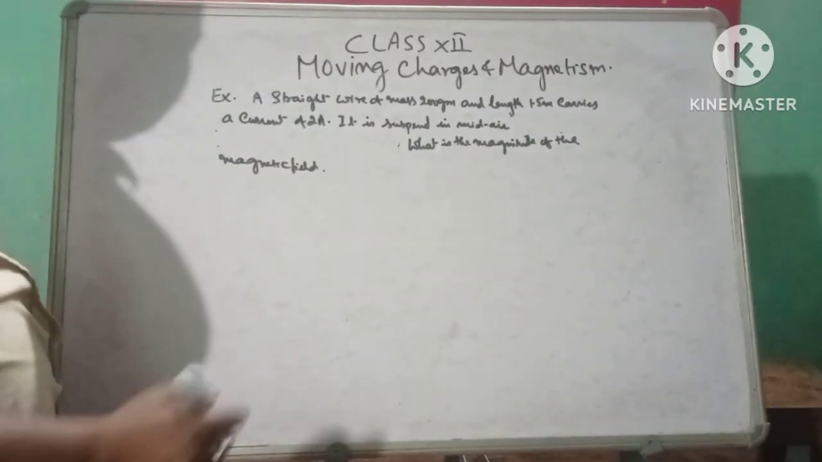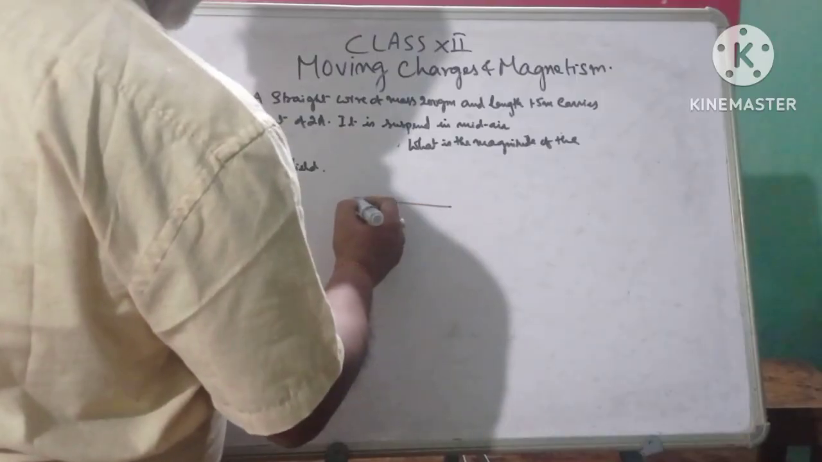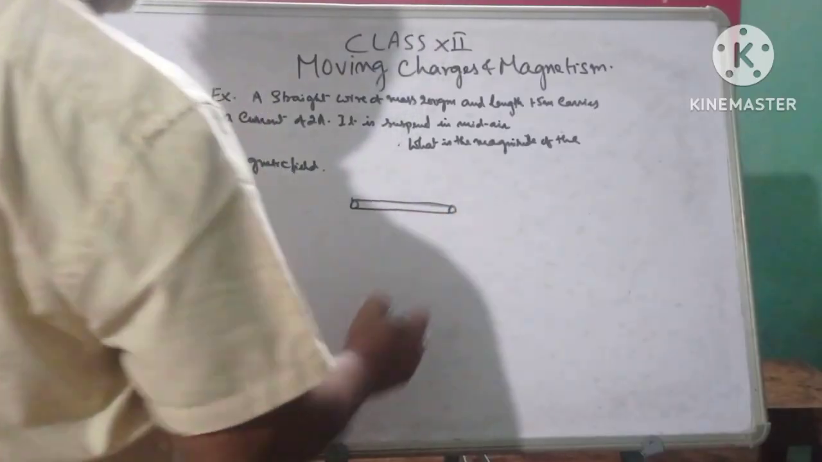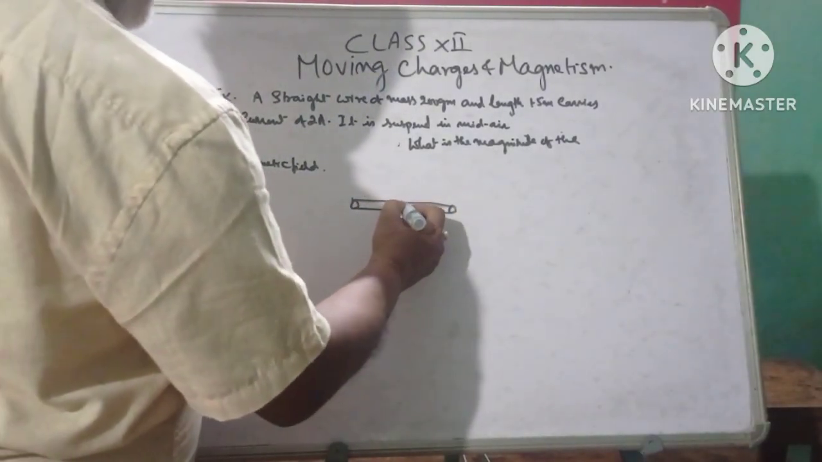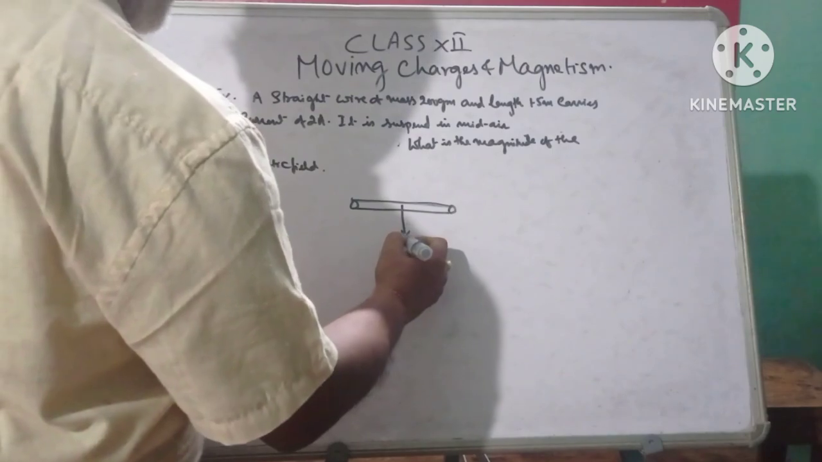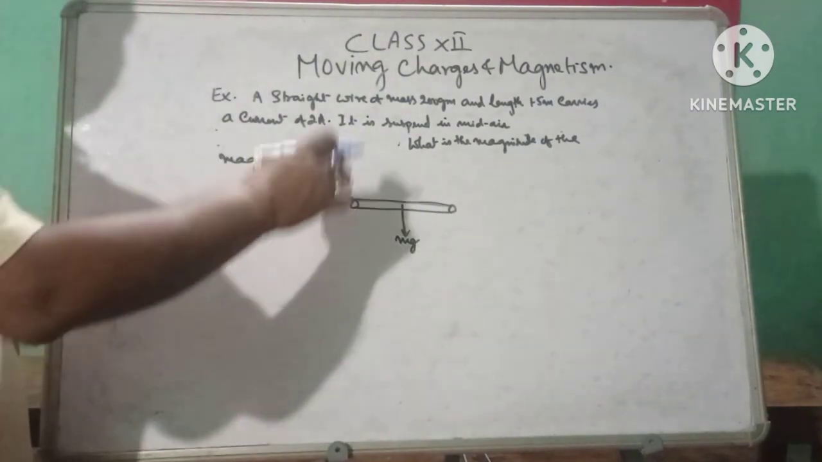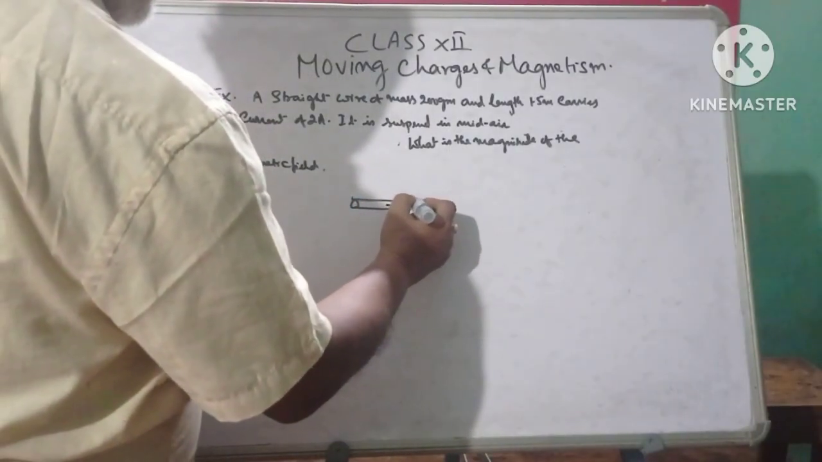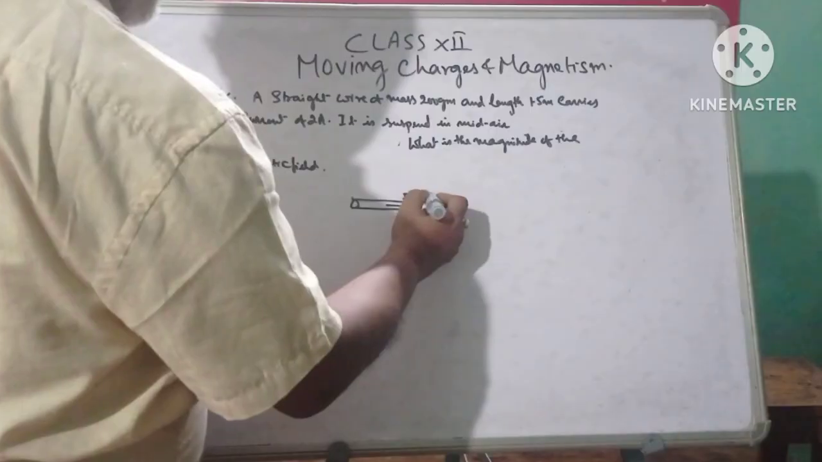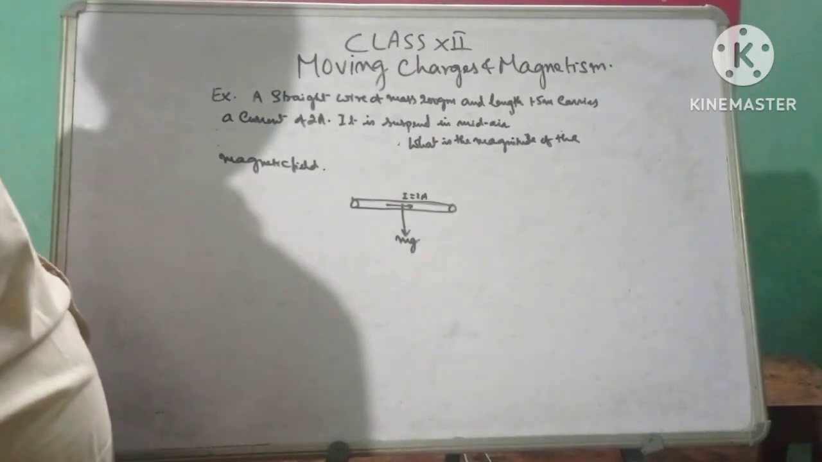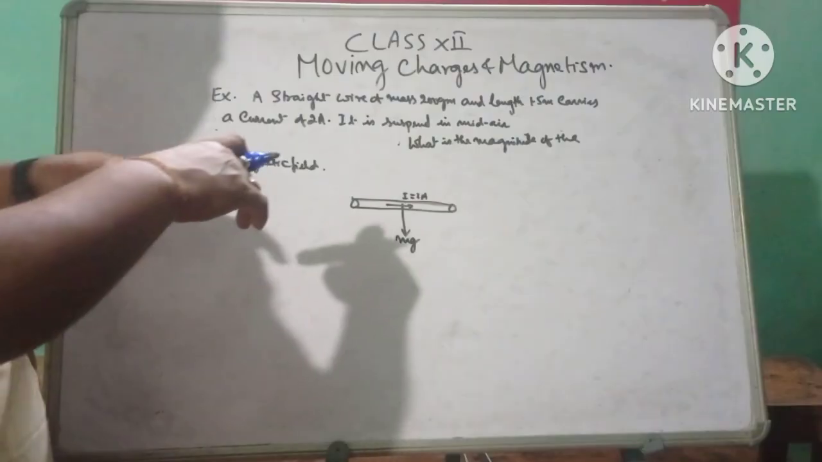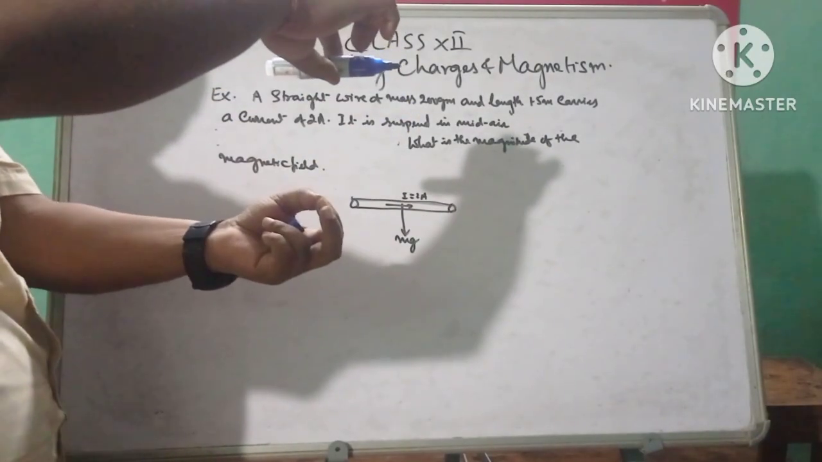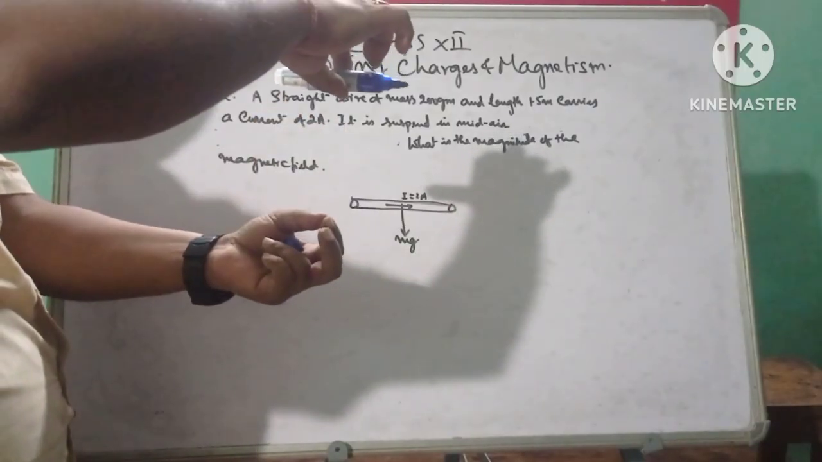When it is suspended in midair, this is a horizontal wire, and its mass is 200 grams, so its weight will act at the center of gravity. The weight will be mg. It is suspended in the midair, and the current flowing through it is 2 ampere. Now, what is the magnitude of this magnetic field? It is suspended in the midair, and the weight is acting downward.